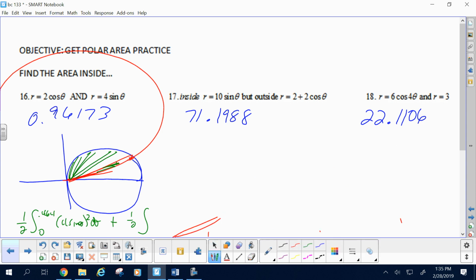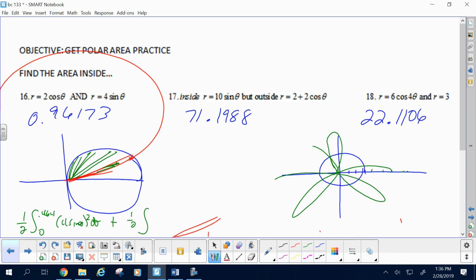So here we go. r equals 3 and r equals 6 cosine of 4 theta. Is that a rose with 4 petals or 8 petals? 8 petals, okay? So it goes something like this, I believe. Nope, it goes this way. It changes 22.5 degrees every time. Darn it, I screwed something up, but you get the idea.